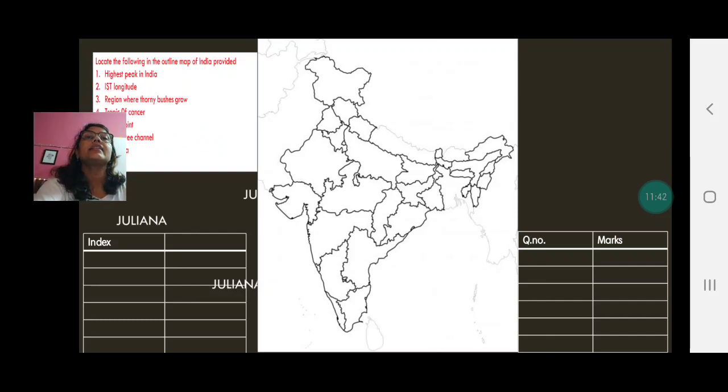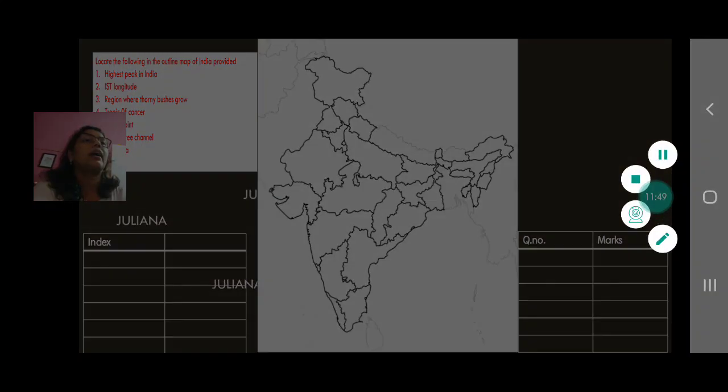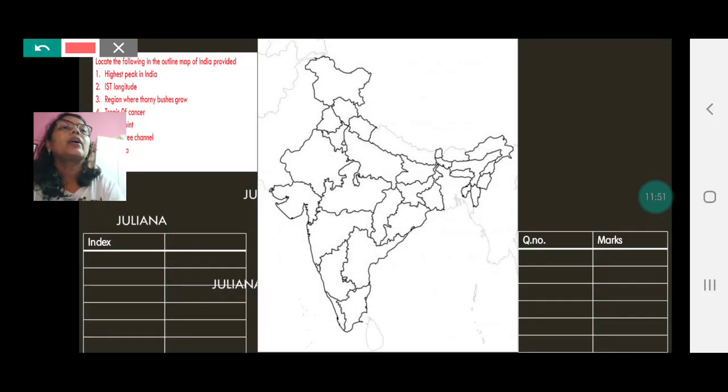Now 1 is the highest peak in India. So I draw my highest peak, that is K2 here. It's a little difficult to draw exactly. A peak is shown with a triangle. So your number is 1 here.